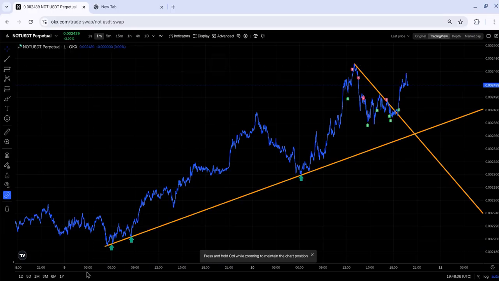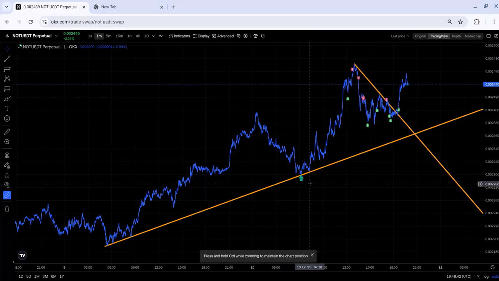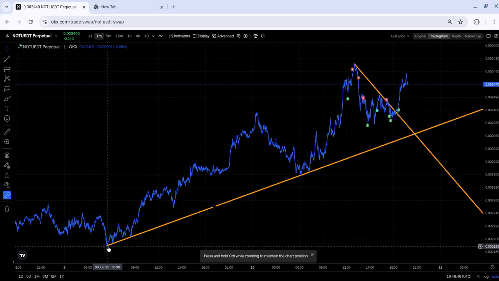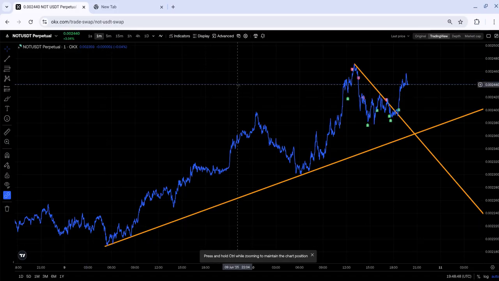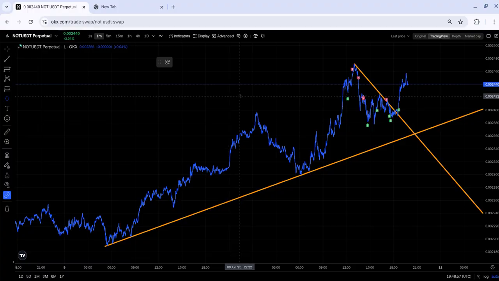You can even remove them and put them there. These are touch points where the price has touched my trend line. When the touch point is up, it is green, and when the touch point is down, it becomes red. Let me show you how to do it. You can ask yourself how I have done this.